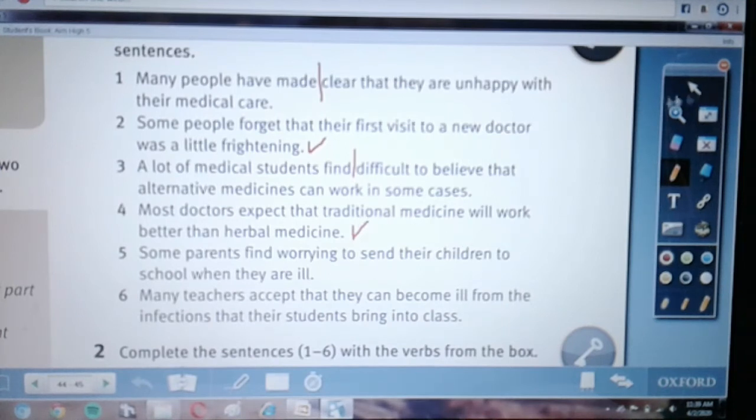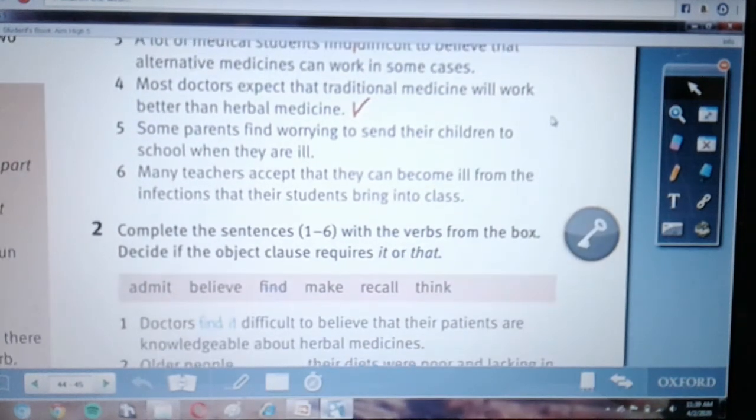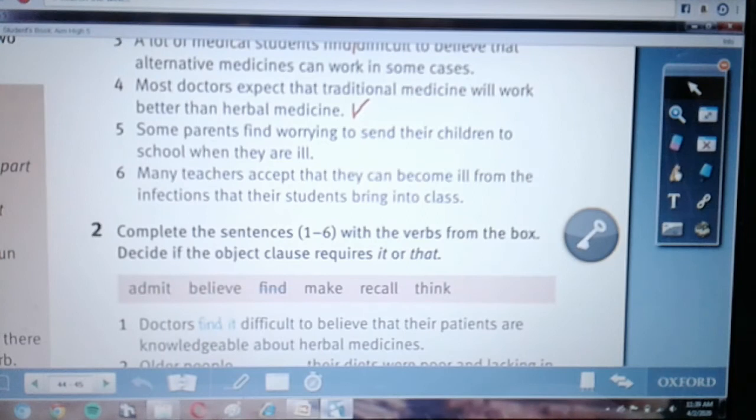Alright, now take a look at number 5. Some parents find worrying to send their children to school when they are ill. Let's try to add it after the main verb find here.